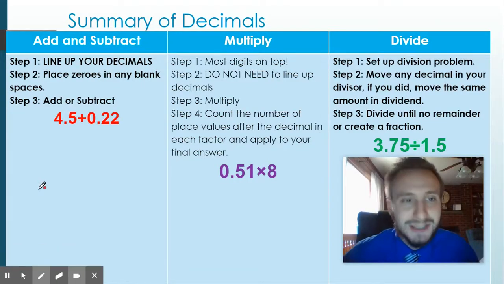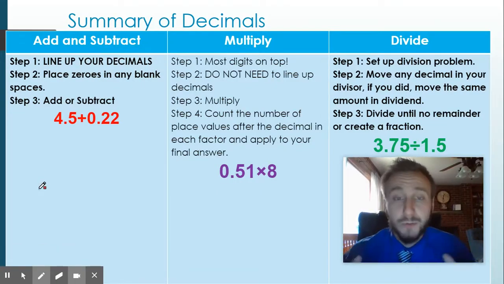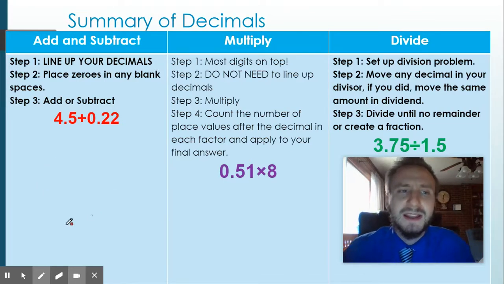So I wanted to put a slide in here where we summarized everything we've worked with in the last video and now this video that dealt with decimals. Okay, so feel free, stick around. I'm just going to break down how to add, subtract decimals, multiply with decimals, and then divide with decimals. Okay, let's look at the first one.